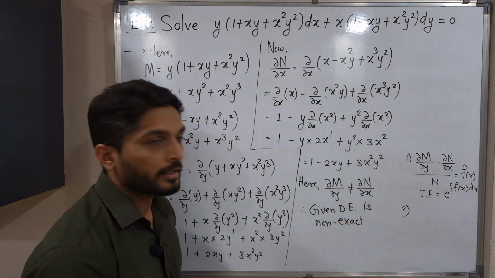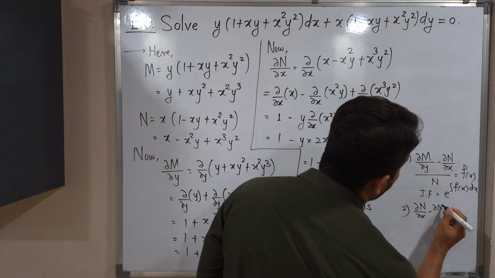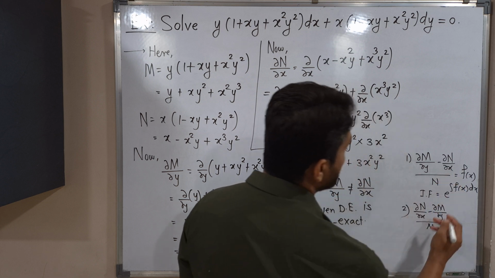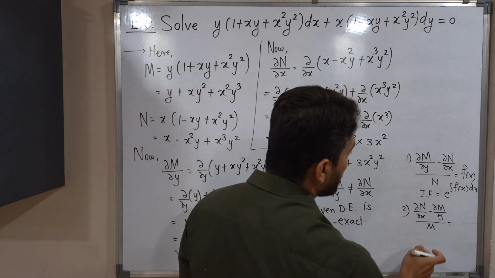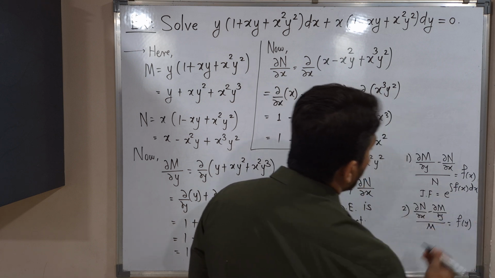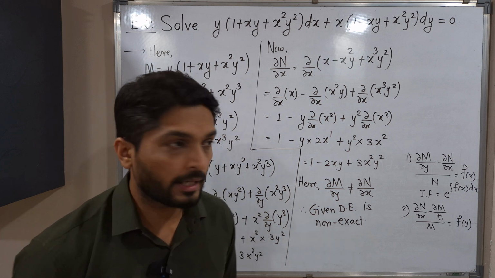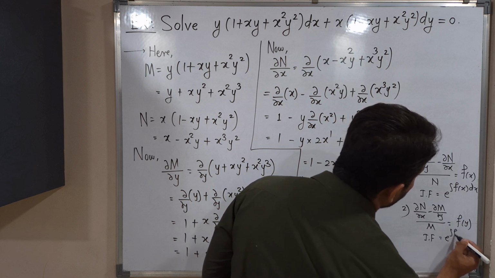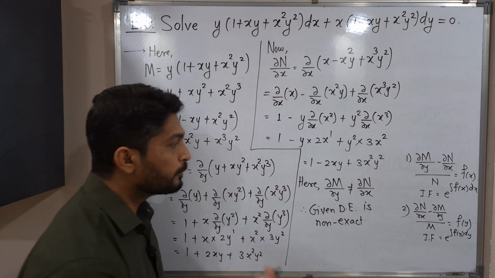So let us go for the second rule. The second rule is (del N by del x minus del M by del y) upon M. You can easily see there is a very small difference, right? Simply we interchange those partial derivatives, and we replace N by M here. But the major difference is that here we should get just a function of y only. It means there should not be any x. In that case, the integrating factor will be e raised to the integration of f of y dy.